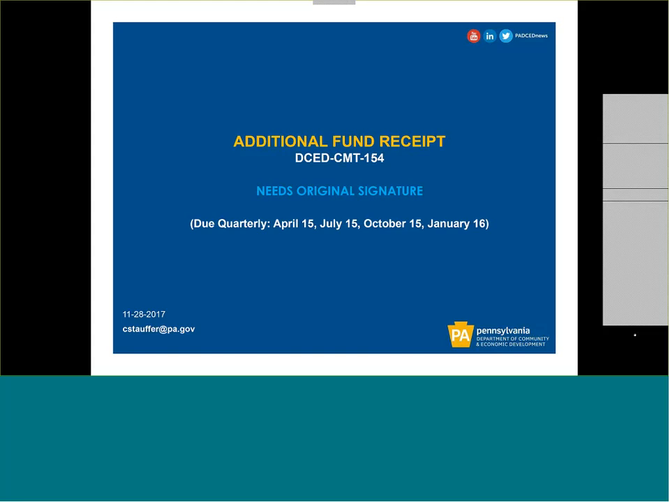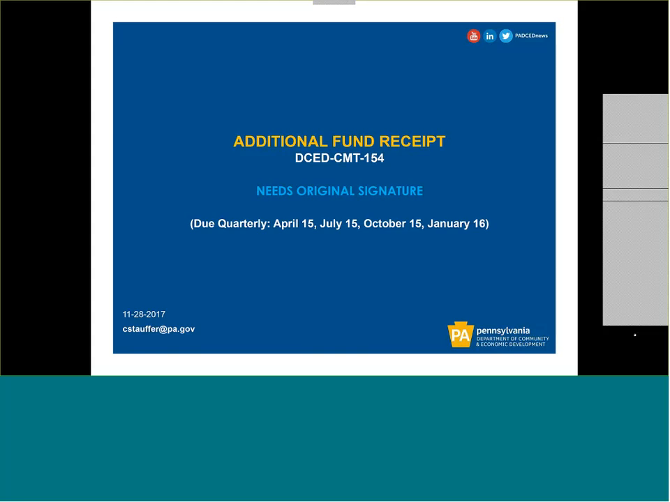All righty. Well, now we're going to move into the actual forms. As I said, we're not going to be concentrating on filling in the forms, but rather the actual examples of ones we've gotten and what is good, what is bad, and what is unacceptable. Crystal Stauffer will lead us off with the additional fund receipt.